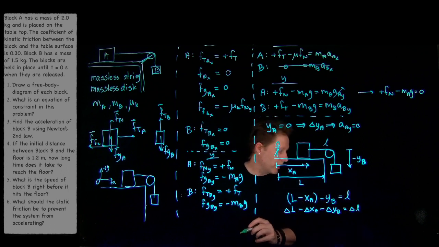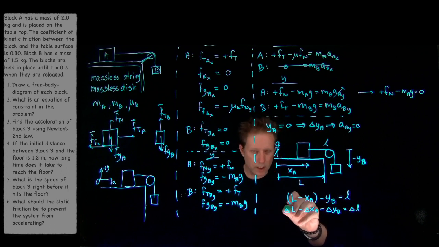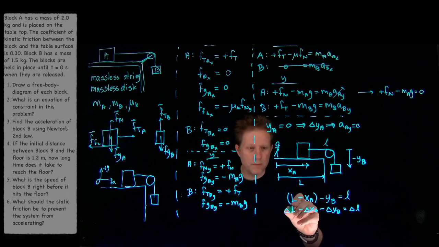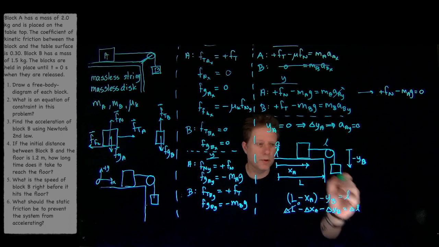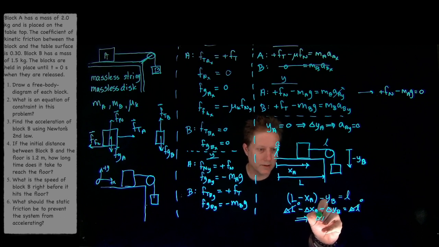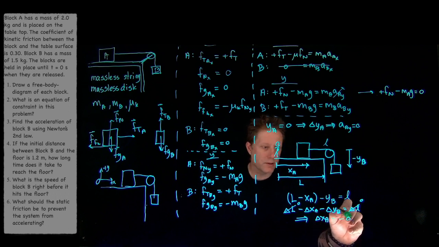I keep looking at my screen because I'm going to make sure everything fits into the video. We know the length of the table doesn't change, so this is 0. We know the rope doesn't change, so that's also 0. So what this implies is that the change in A position must be equal to the negative change in the Y position.